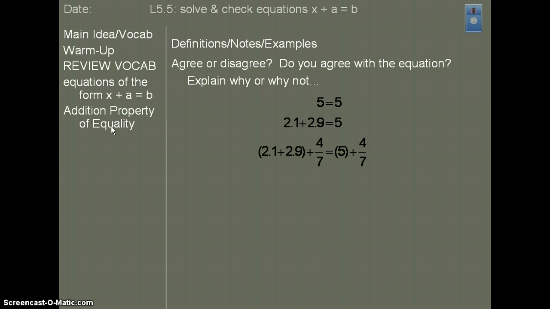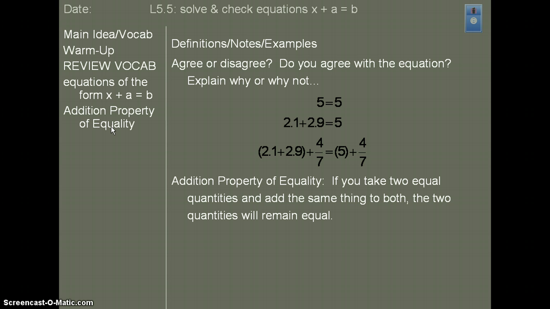2.1 plus 2.9 plus 4/7 is the same as 5 plus 4/7. Agree or disagree? Right now we're going to write a little about the addition property of equality. In words, if you take two equal quantities and add the same thing to both, the two quantities will remain equal. In symbols, if a is equal to b, then a plus c is equal to b plus c.